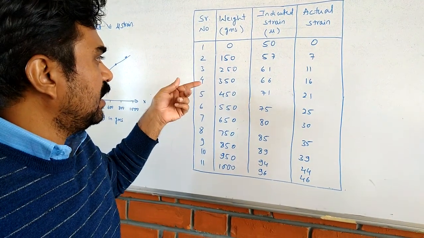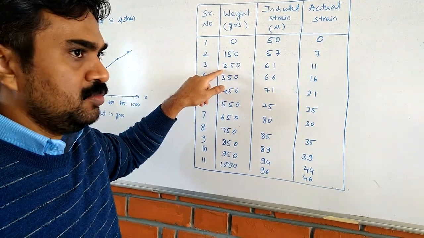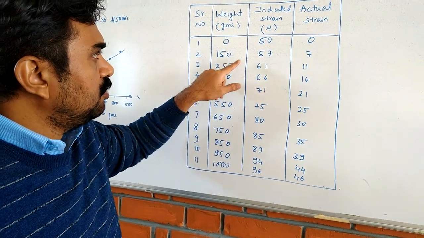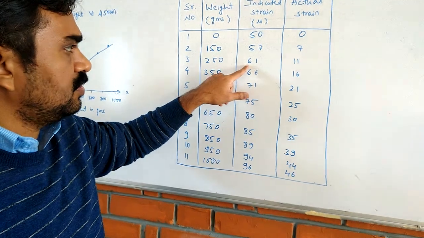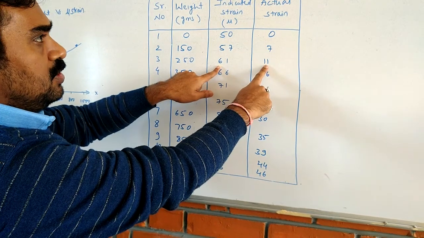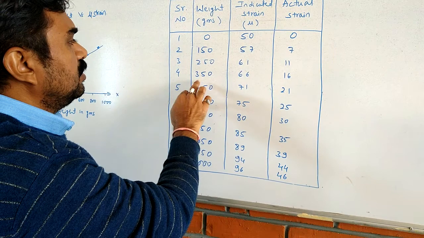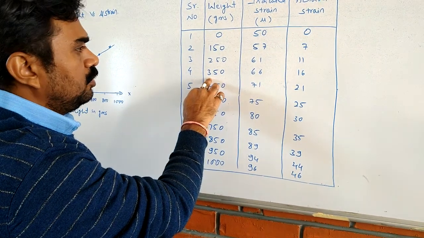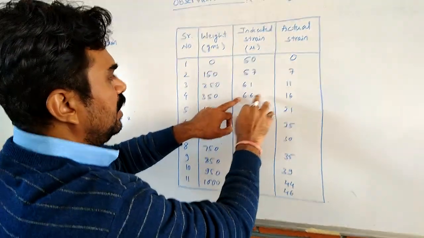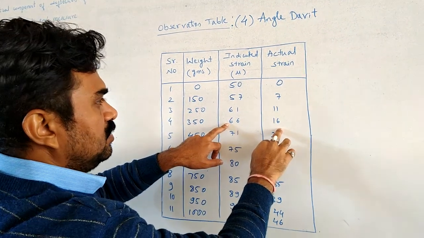We will add 100 grams, so weight of the span plus 100 gram together becomes 250 grams. For this 250 gram, it showed an indicated strain of 61. To find actual strain, 61 minus 50 gives 11. This is the actual strain in microns. Next we add one more 100 grams, so it will be 350. Indicated strain is 66, and 66 minus 50 gives 16. This is the actual strain.